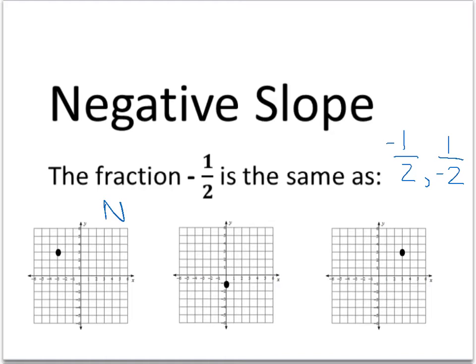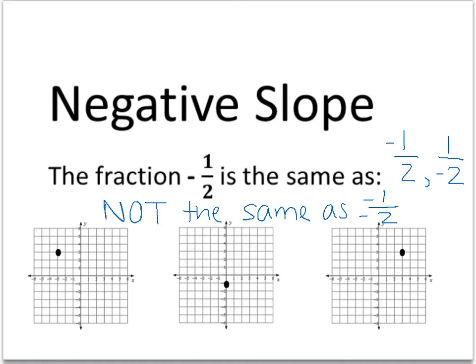It is not the same as saying negative 1 over negative 2. Why not? Why is it not the same as negative 1 over negative 2? Because a negative divided by a negative is a? Exactly. So it is not the same as negative 1 over negative 2.